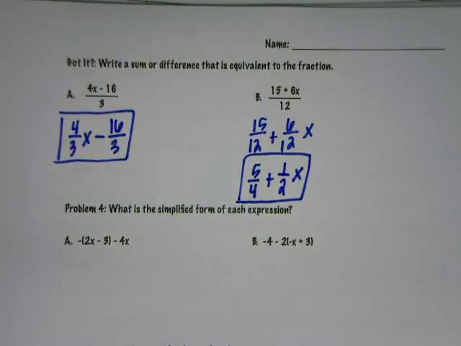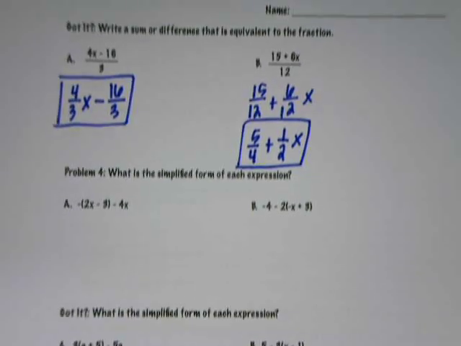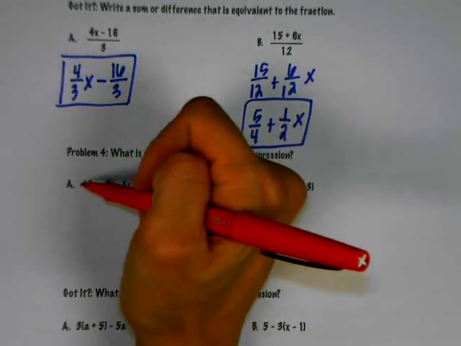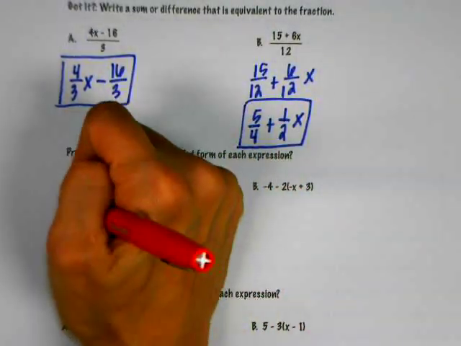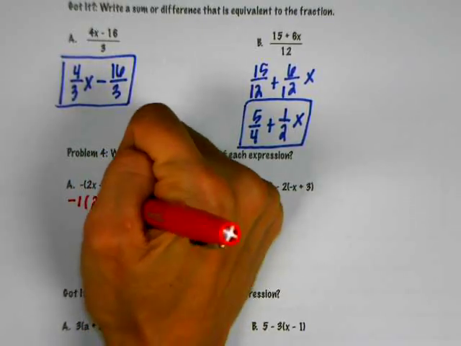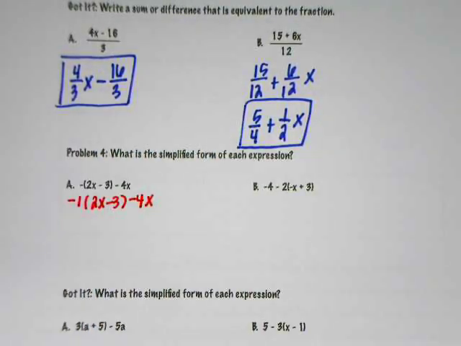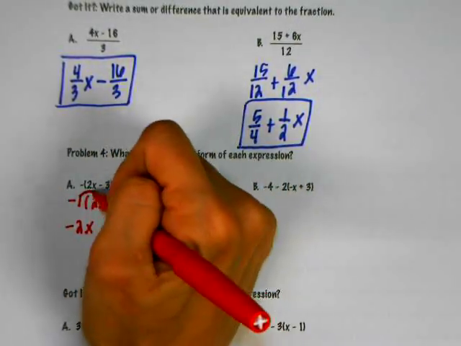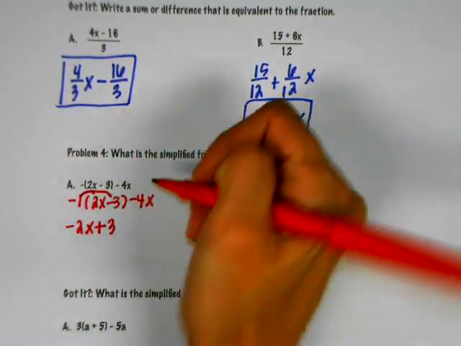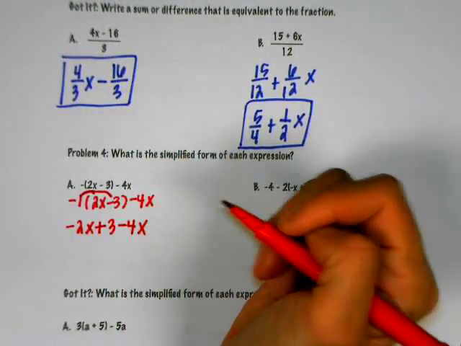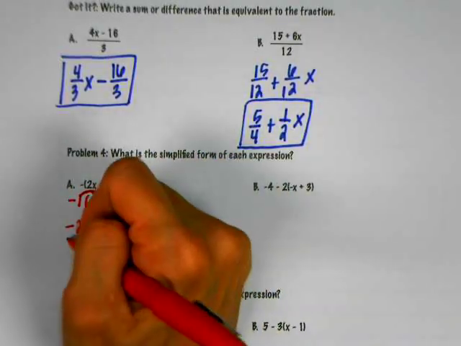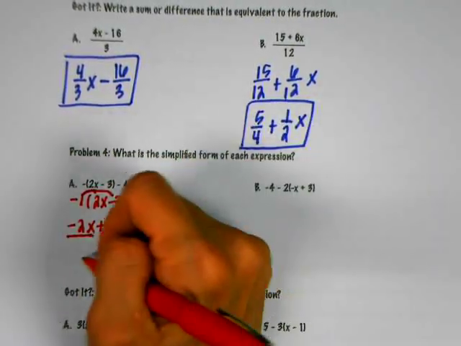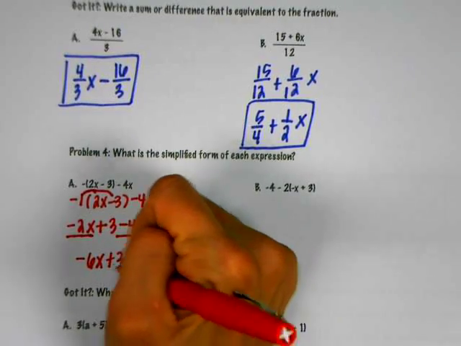All right, these next ones, we are going to combine distributive property with combining like terms. Okay, so we're going to do both. First distribute, then combine like terms. On A, this negative is what's being distributed. This is like a -1 in front of the parentheses. So you'll do -1 times 2x is -2x. -1 times -3 is +3. And bring down that -4x. And then combine like terms, so -2x and -4x make -6x, and then you still have that +3.